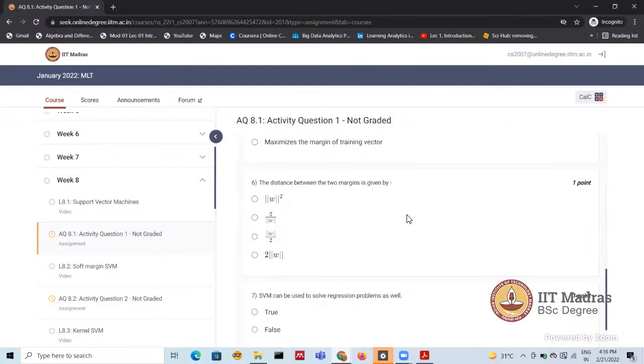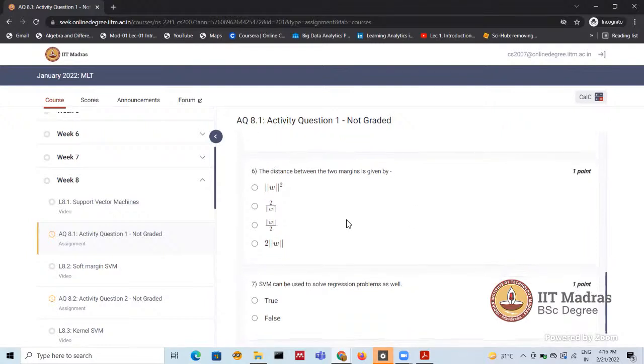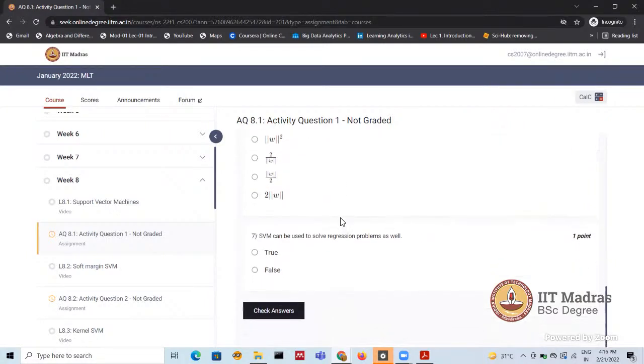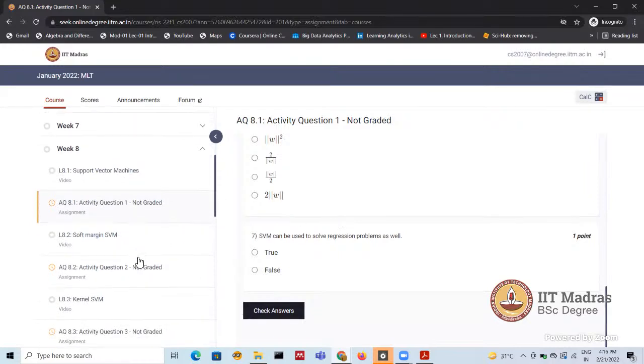Over norm of W. So I think the derivation is also pretty simple. Next thing is SVM can be used to solve regression problems as well. Yes, we just discussed that it can, but we are not doing it in this course.